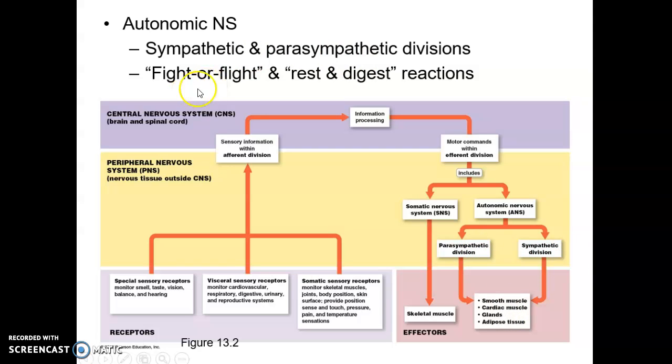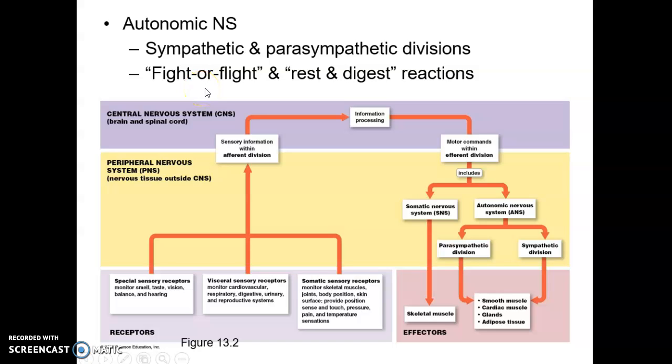Sometimes these are called the fight or flight division and the rest and digest division, because those are the basic reactions that occur. The sympathetic division tends to prepare your body for emergency type situations, fight or flight. Think about exiting a classroom and you turn a corner and you see your ex standing there. Your heart rate's going to go up. Your skeletal muscles are going to get more blood and glucose for a potential response to that potentially perceived emergency type situation.